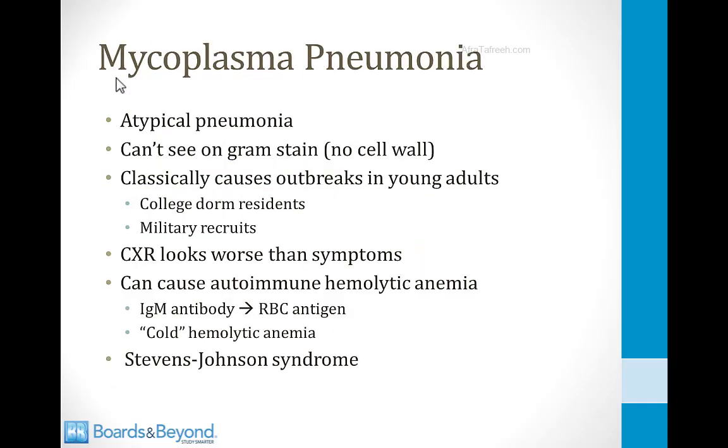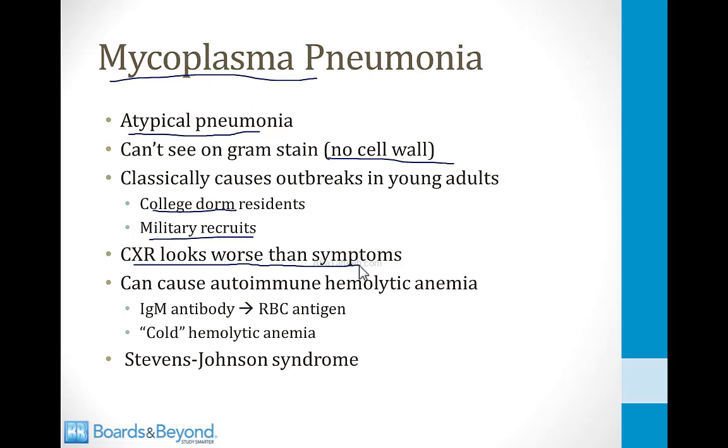Next bacteria we'll discuss is Mycoplasma pneumonia. This is another atypical pneumonia, and you can't see Mycoplasma on gram stain because it has no cell wall. This classically causes outbreaks in young adults, so you'll see description of outbreaks in a college dorm, for example, or in a military base among recruits. Like with some of the other interstitial pneumonias, the chest x-ray can look worse than the symptoms, so the patient can have mild symptoms, but a chest x-ray showing lots of interstitial inflammation.